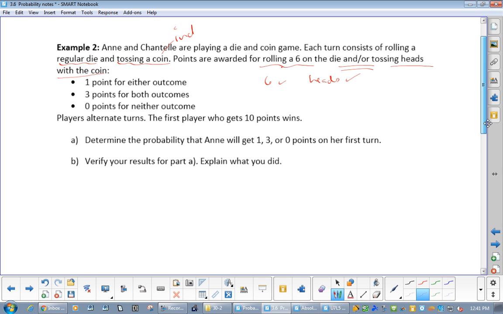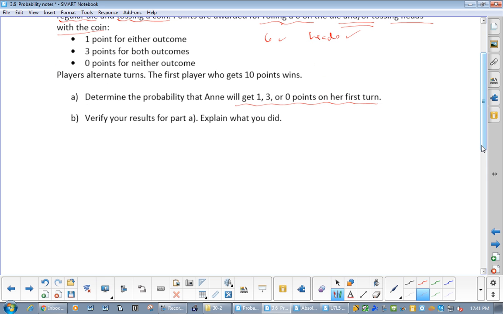Now, players alternate turns. The first player who gets 10 wins. Now, determine the probability that Anne will get 1, 3, or 0 points. Now, this is a hard question, okay? So, if you get 1, 3, or 0 points on her first turn, okay? So again, this is a super hard question.